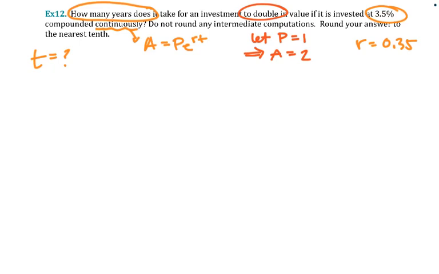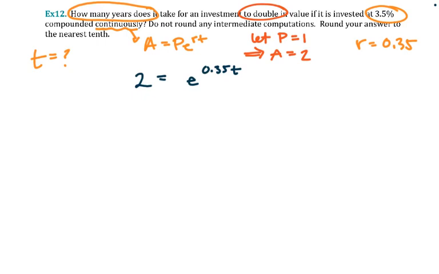So I'm going to set this up, and I'll say that 2 equals 1 times e to the 0.35t. Now, I really don't need that 1 there because multiplying by 1 doesn't change anything. So we're solving an exponential equation. We want to find this t value, right? And in order to get that down, we're going to need to take the log of both sides.